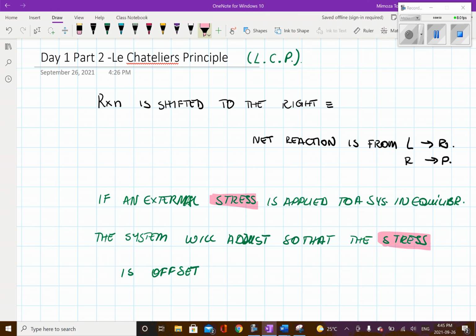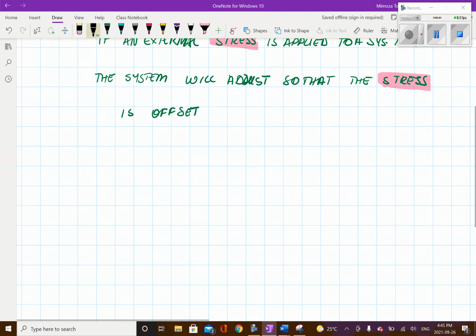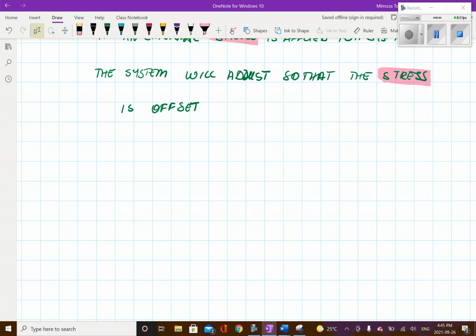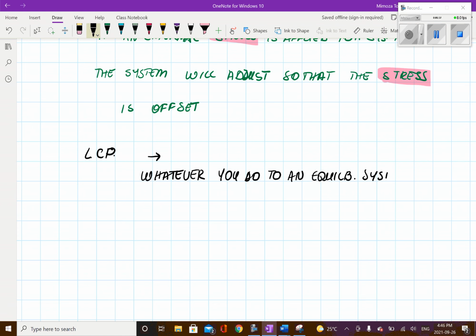Okay, so those are a lot of words here. However, in very simple words, for this Le Chatelier principle: whatever you do to an equilibrium system, the system will react to cancel it, to undo it.